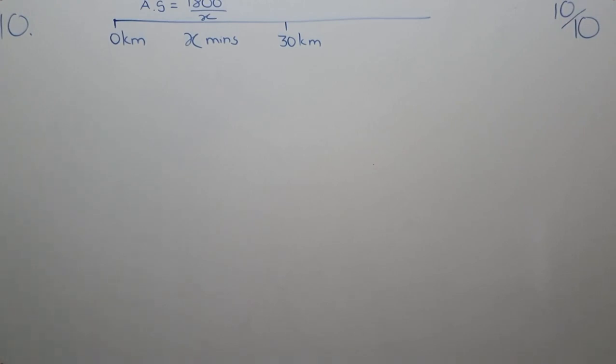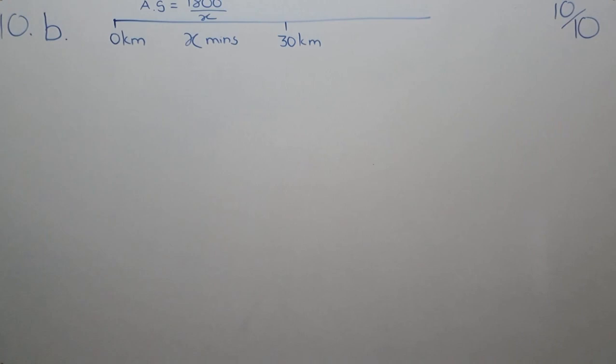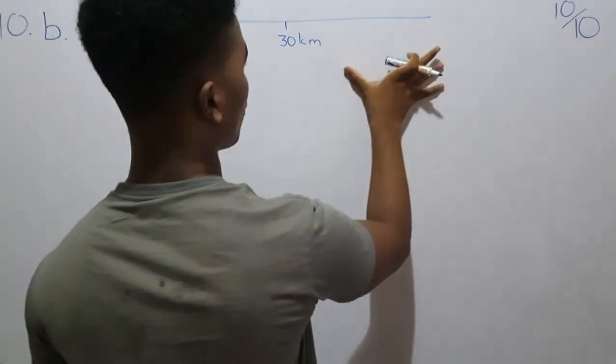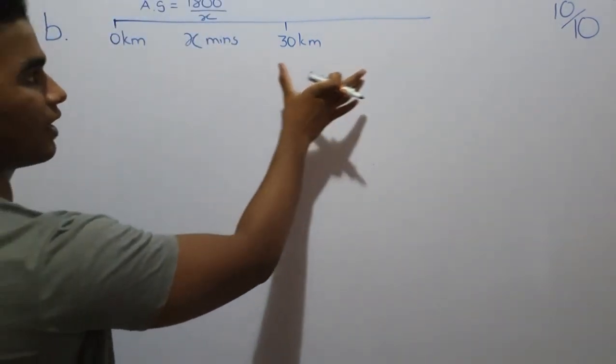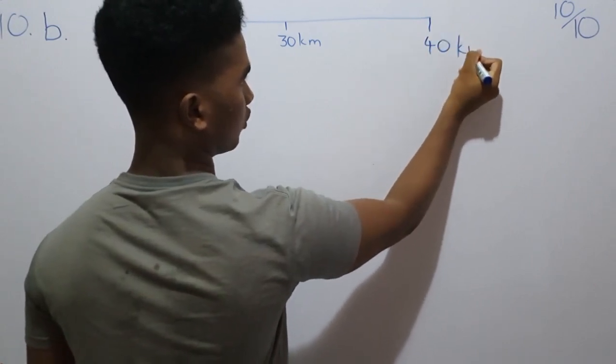Part B of the 10th question. Amira's average speed in kilometers per hour for the final 10 kilometers. Her total journey is 40 kilometers. This is for the first 30, and for the rest till 40 kilometers.